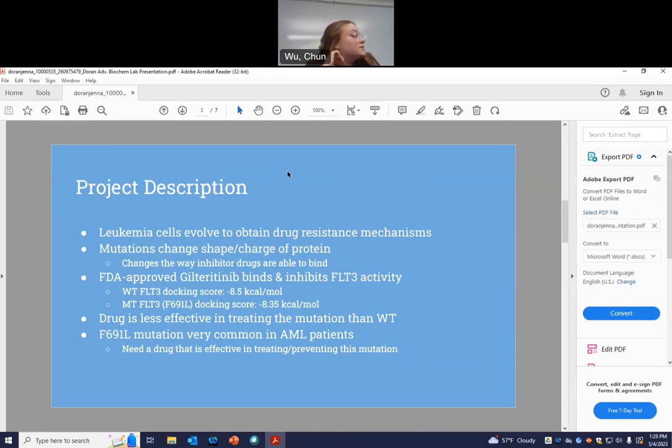FDA-approved gilteritinib binds and inhibits FLT3 activity, and the wild-type FLT3 docking score is negative 8.5 kilocalories per mole, and the mutant-type docking score is negative 8.35 kilocalories per mole. These numbers show that the drug is less effective in treating the mutation than the wild-type. The F691L mutation is very common in AML patients, like I previously said, so it's important to find a drug that can treat and also prevent this mutation in the future.